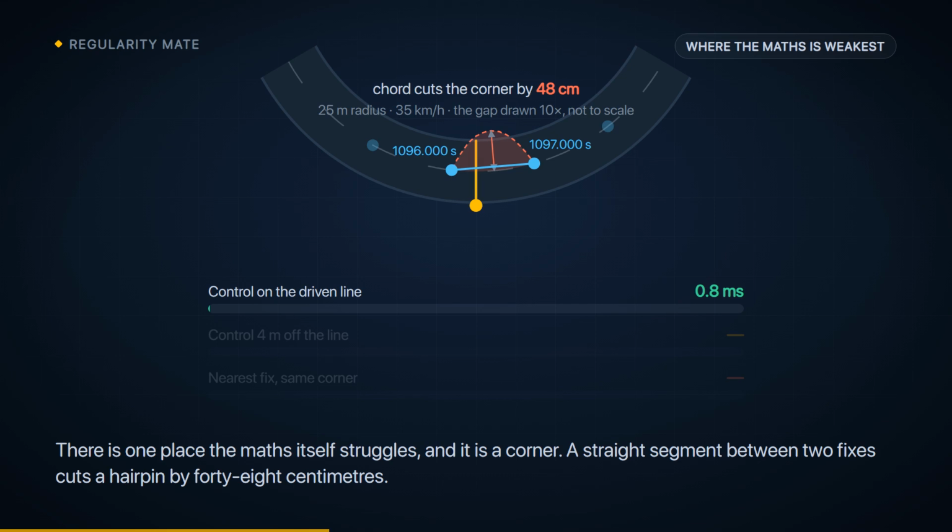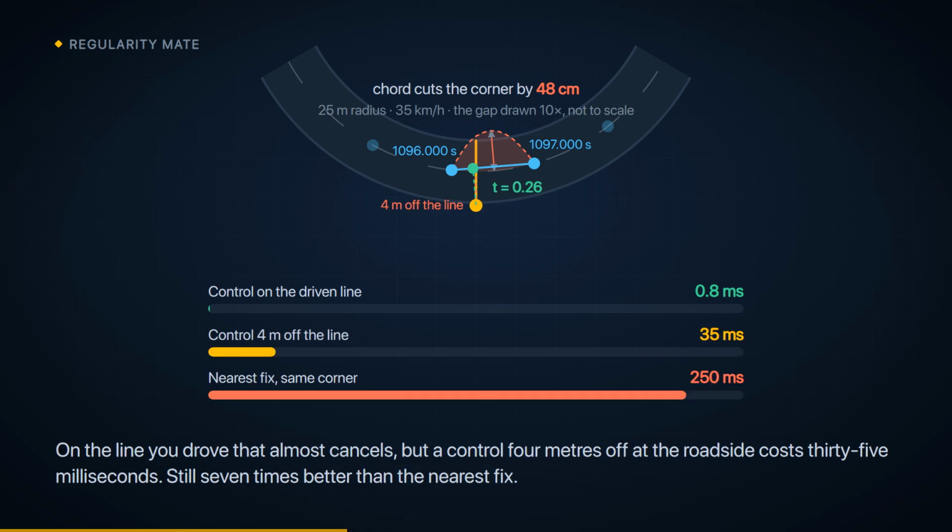There is one place the maths itself struggles, and it is a corner. A straight segment between two fixes cuts a hairpin by 48 centimeters. On the line you drove, that almost cancels, but a control 4 meters off at the roadside costs 35 milliseconds. Still, 7 times better than the nearest fix.